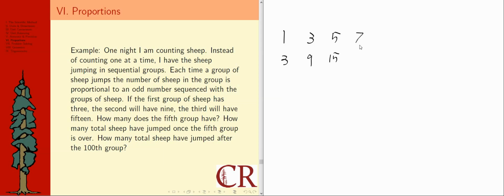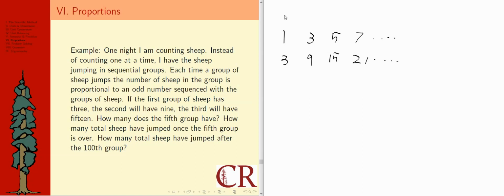How many does the fifth group have? Well, that should be 7 times 3, so that should be 21 there. Okay. And I'm going to put in some dots here. Okay, there they are.